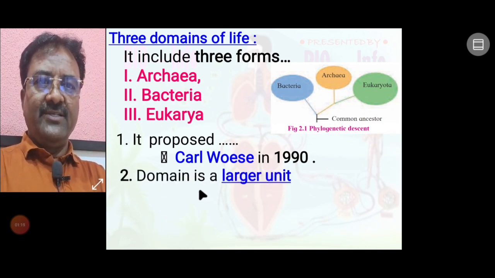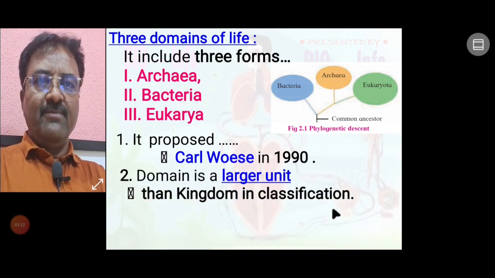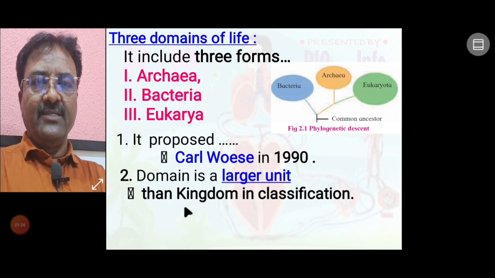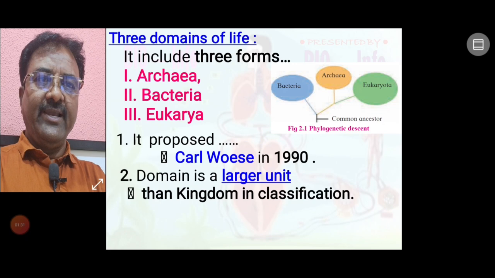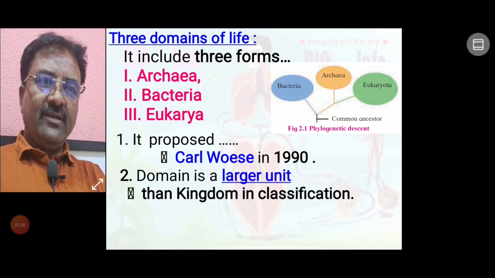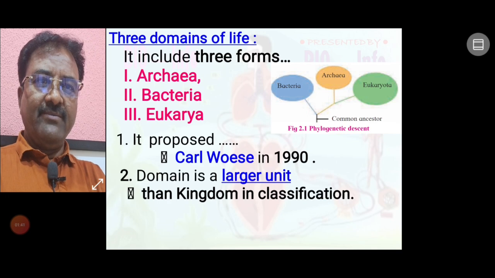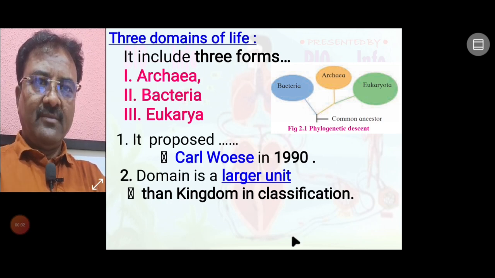Domains is a larger unit than the kingdom classification. You know kingdom classification: there are 5 kingdoms: Monera, Protista, Fungi, Plantae and Animalia. So kingdom classification is divided into 5 different kingdoms, but in domains classification, all life forms fall into only 3 categories: archaea, bacteria, eukarya.